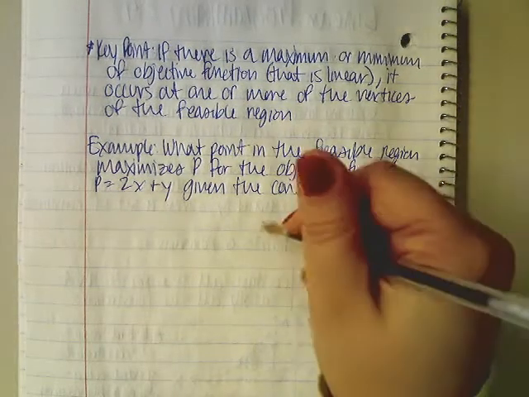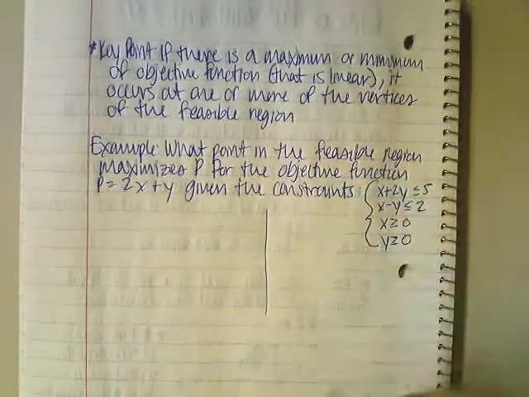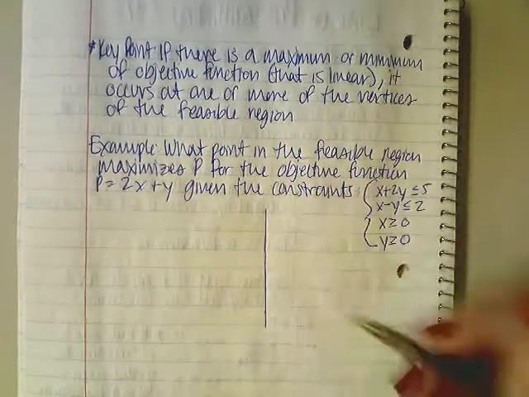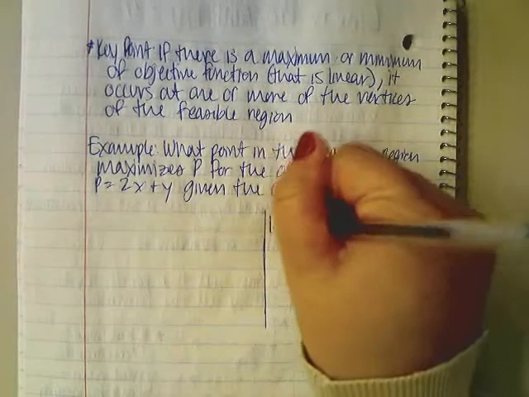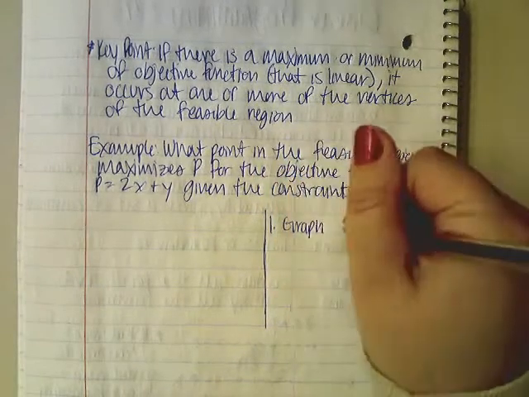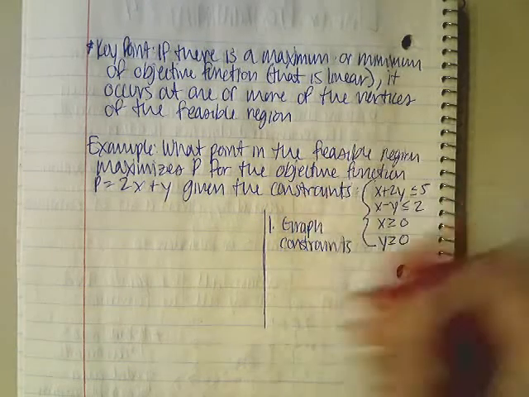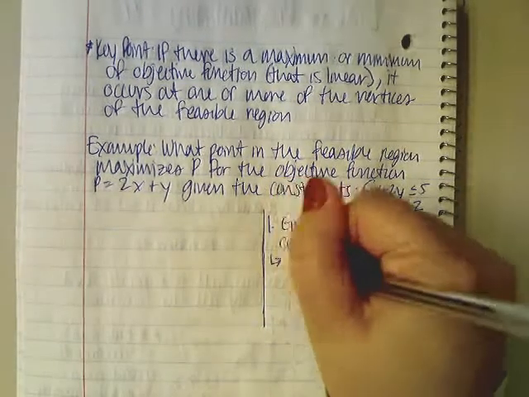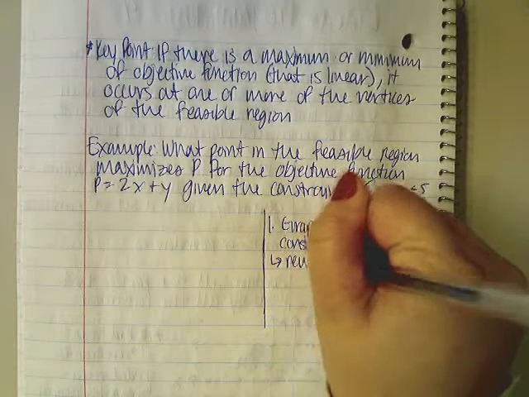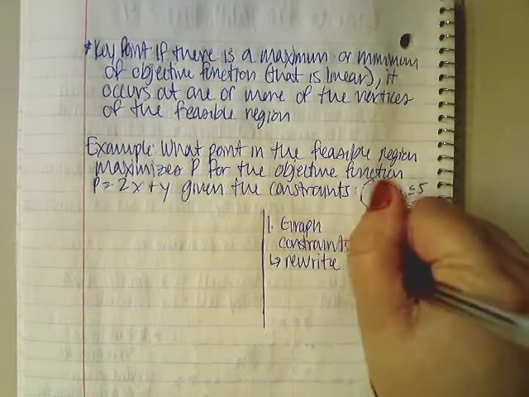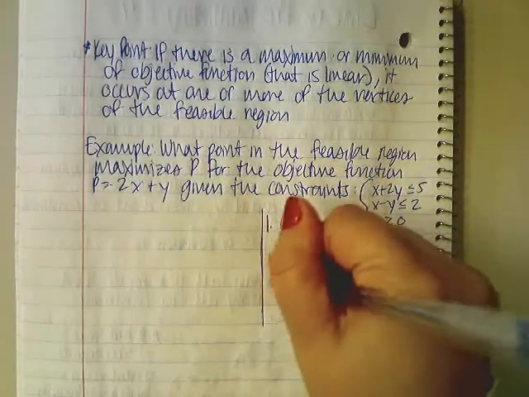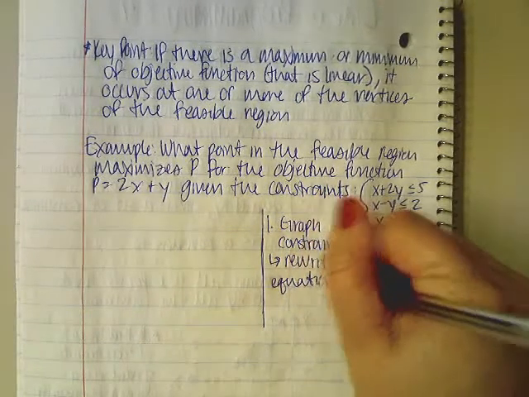To solve this, I'm going to do my 2-column notes. I might have to turn onto a separate page, just as a warning. But the first thing I'm going to do is graph my constraints. And to do that, I need to rewrite some of my linear equations into slope-intercept form.